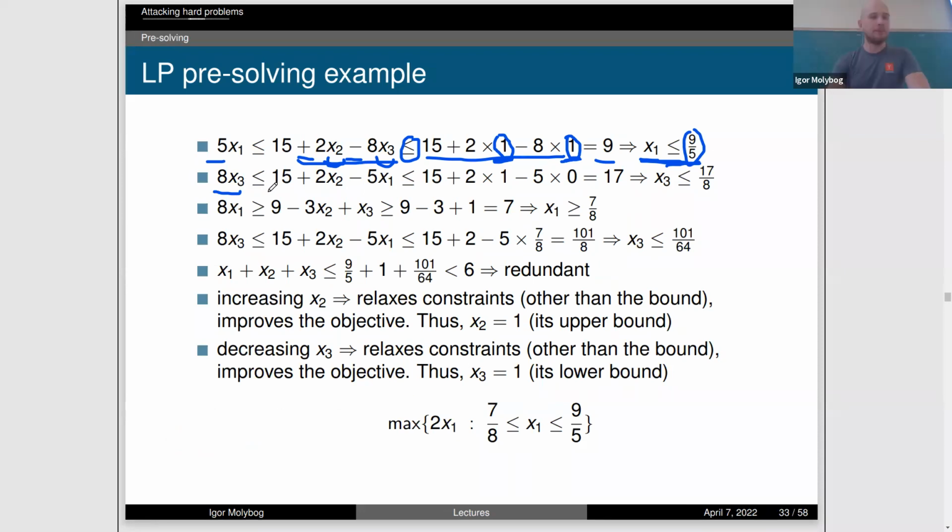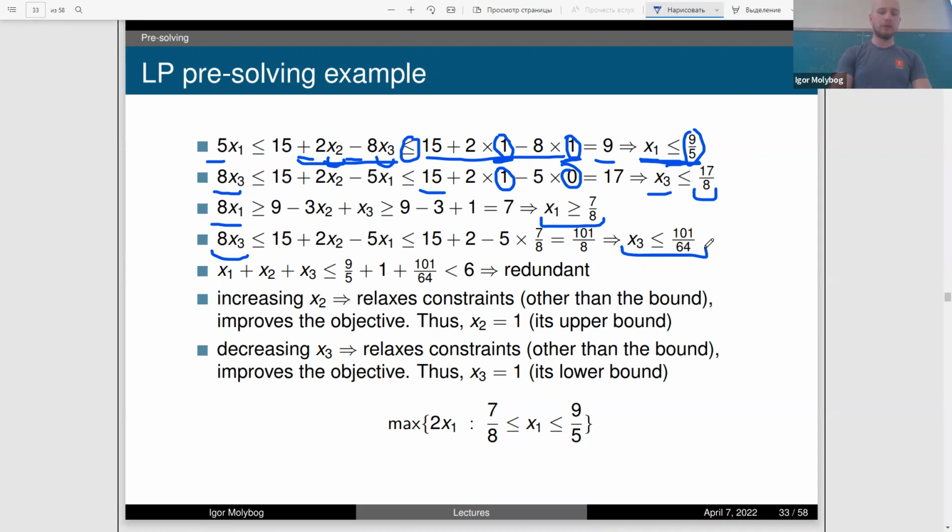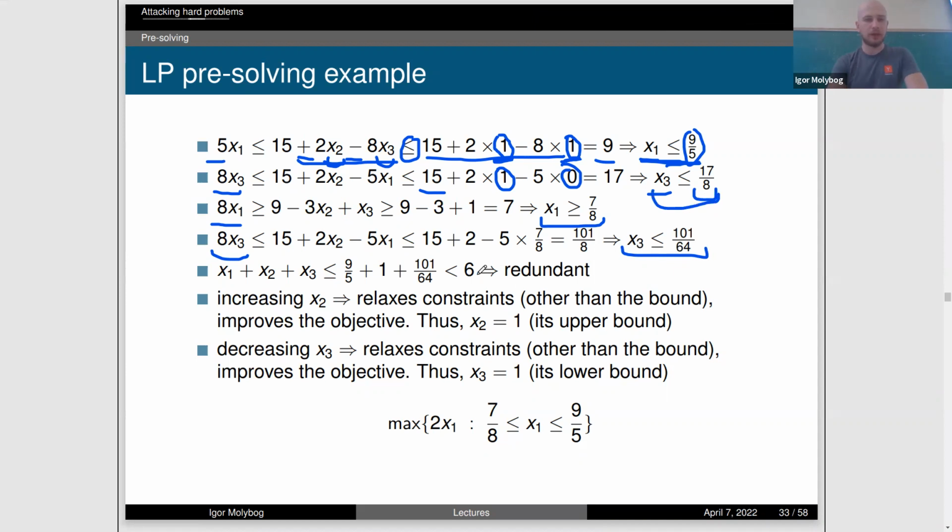You can believe me that it's x1 greater than or equal than 7/8, and then once we have a better lower bound on x1, we can reconstruct a new upper bound on x3 by using the same first inequality and obtain that x3 must be less than or equal than 101/64, which is even better than the previous bound that we have had.